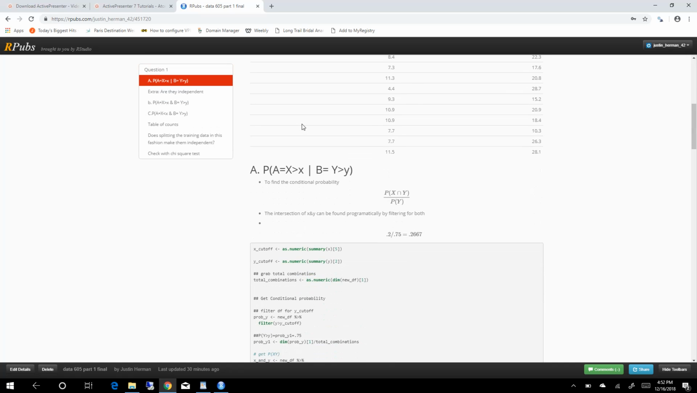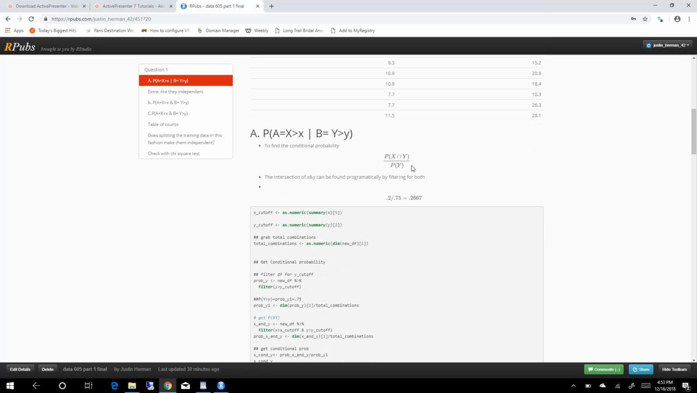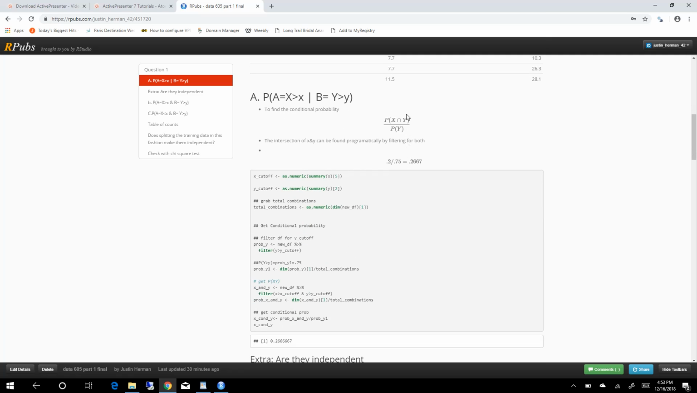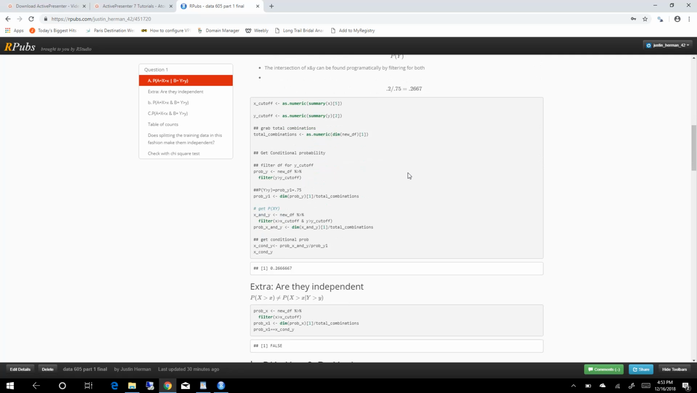I ended up choosing y1 as my dependent variable and x3 as my independent variable. For question A, we were asked to find the conditional probability where x is greater than x, given that y is greater than y. To find the conditional probability, you have to find the probability of x intersect y divided by the probability of y. To find the intersection of x and y, it's a simple filter programmatically. The probability of x intersect y was 0.2, and the probability of y is 0.75. So we have our answer of 0.2667.